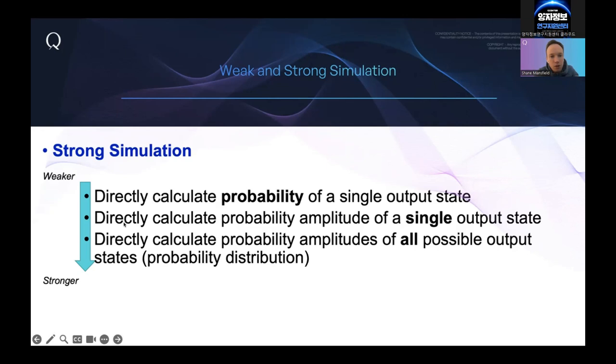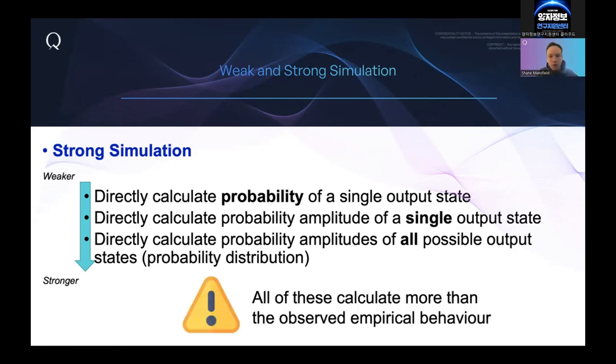A stronger kind of simulation would allow me to calculate the probability amplitude of a single output state. We know this is stronger because if I have the amplitude, I can just use it to calculate the probability: I take its modulus squared. But there's more information in the amplitude. It's complex, so it contains the phase information, which disappears when I make an observation. Nevertheless, if I want to know the output state of a circuit before I measure it, the probability amplitude can be important. And the last one is to directly calculate the probability amplitudes of all the possible output states. That can give me the overall probability distribution, of course.